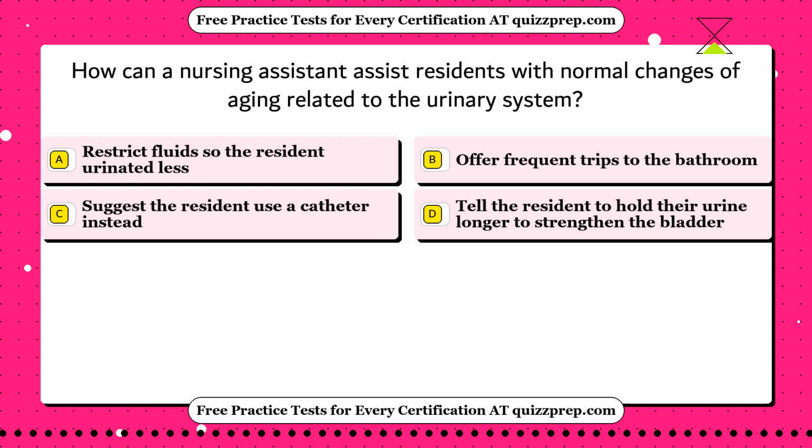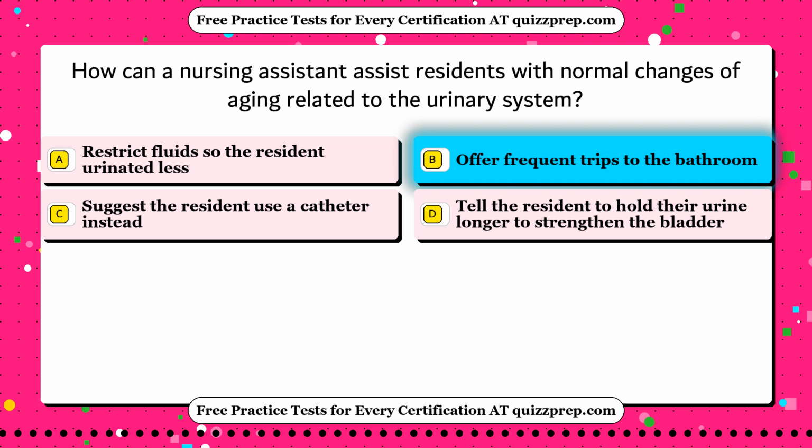system? Option A, restrict fluids so the resident urinated less. Option B, offer frequent trips to the bathroom. Option C, suggest the resident use a catheter instead. Option D, tell the resident to hold their urine longer to strengthen the bladder.